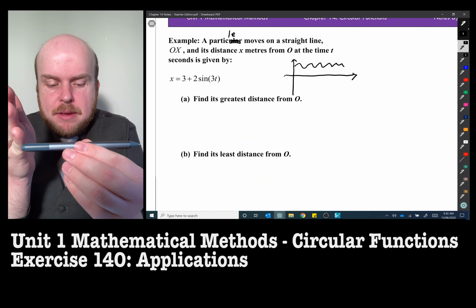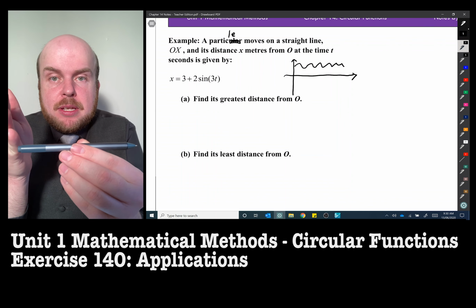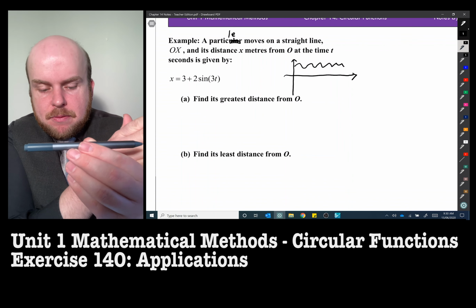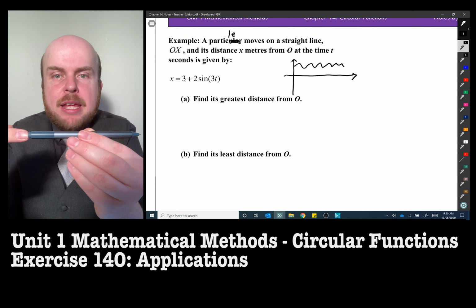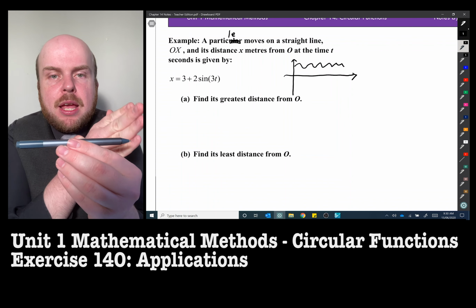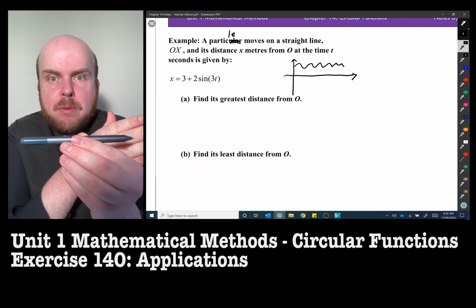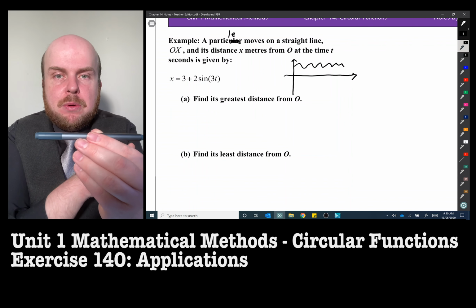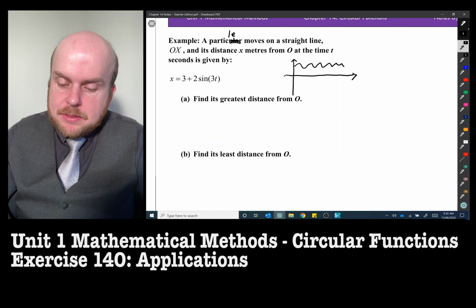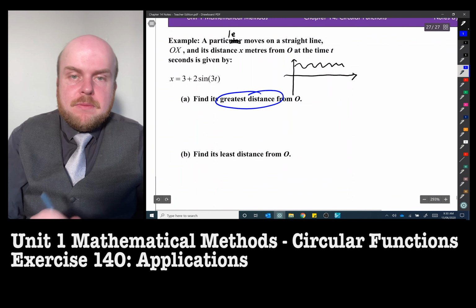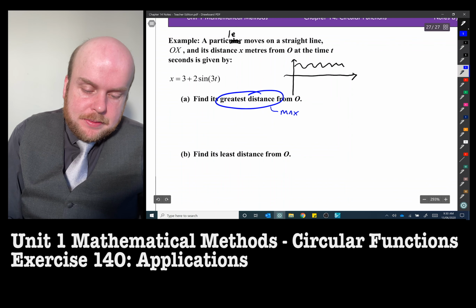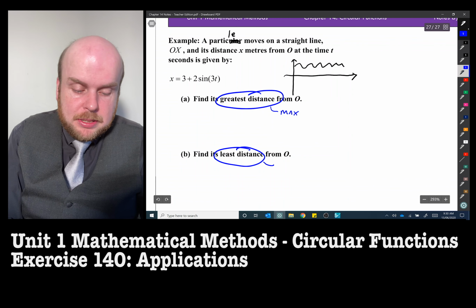And so what we have discovered is that using this equation, we know when it's the furthest away from the origin. So imagine this end is the origin, this is O, and this end here is how far away it is. It's going there, and it's coming back, and it's going there, and it's coming back, and so on. So when it says find the greatest distance, we don't want to think too hard. That's clearly going to be the maximum. And similarly, spoiler alert, when we see least distance, that's going to be the minimum.